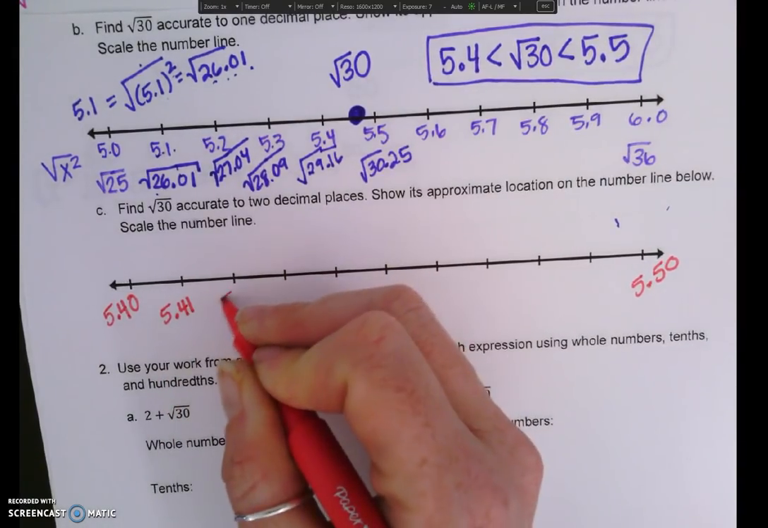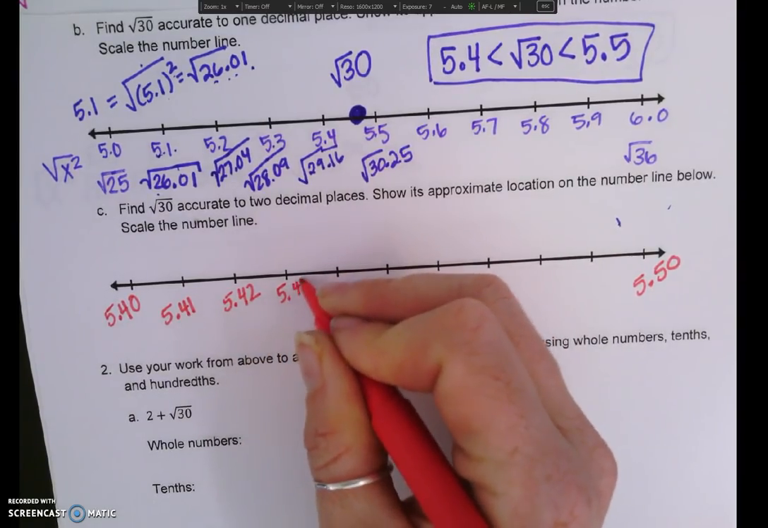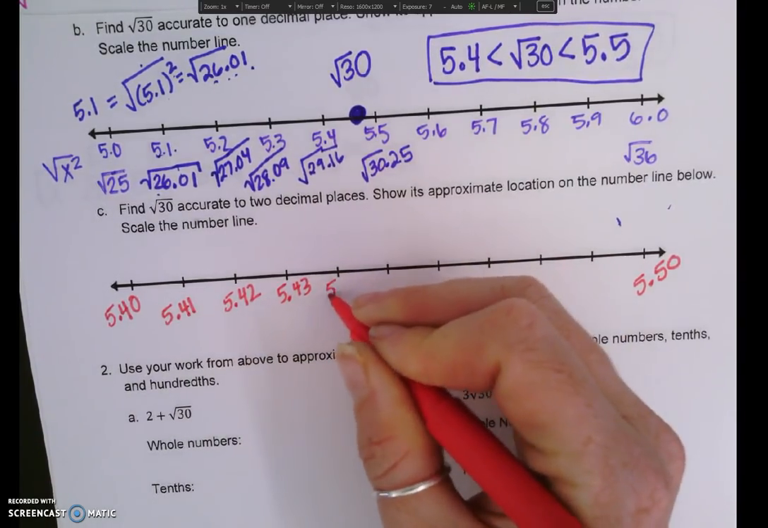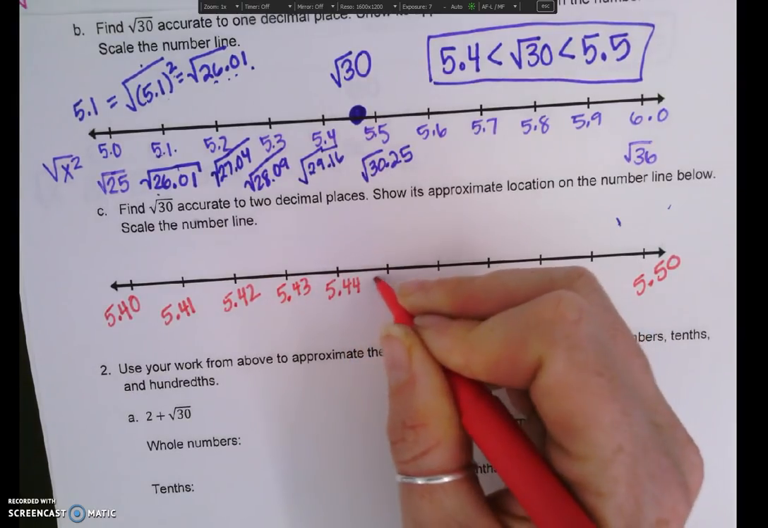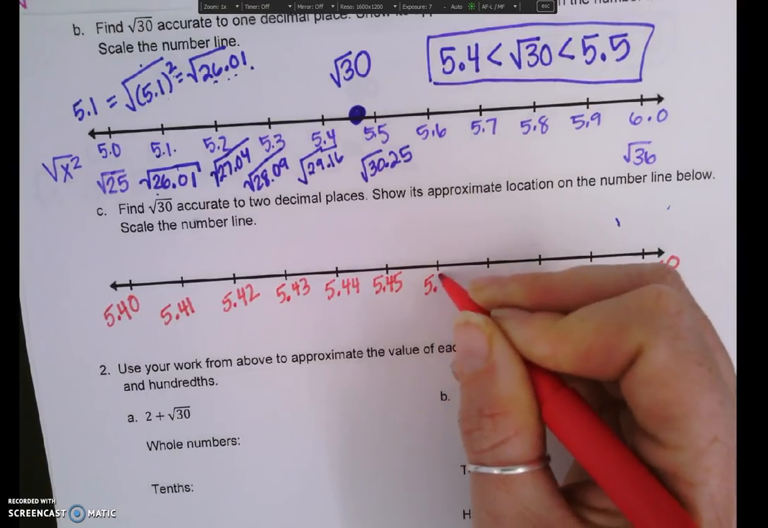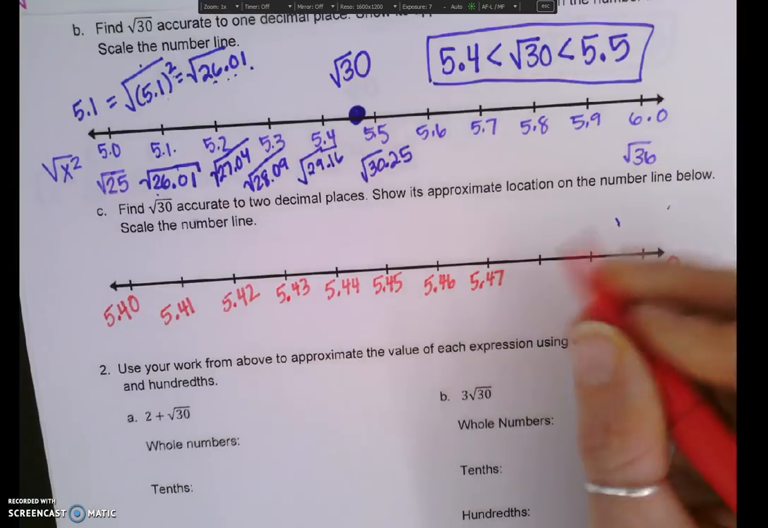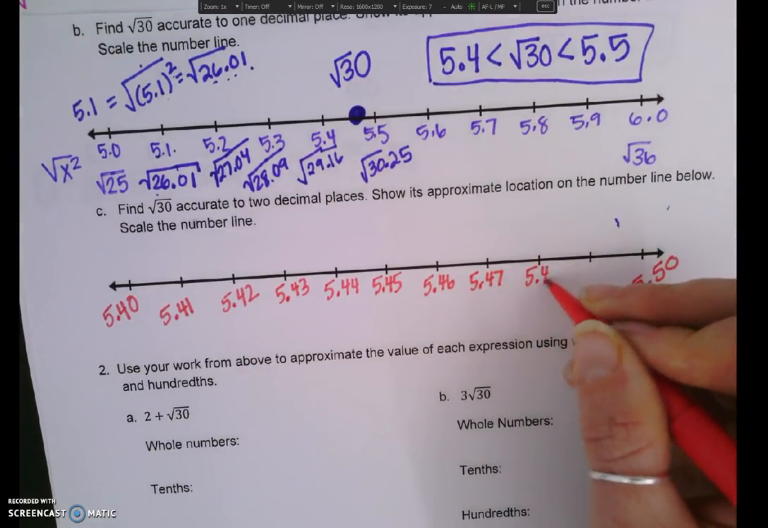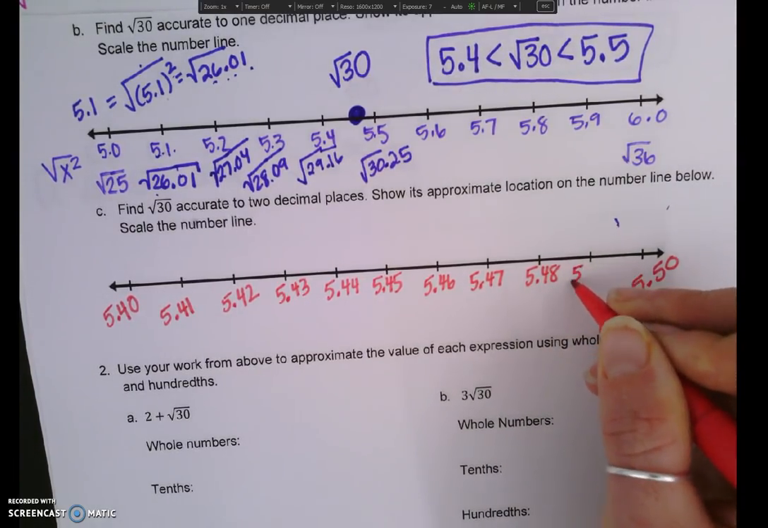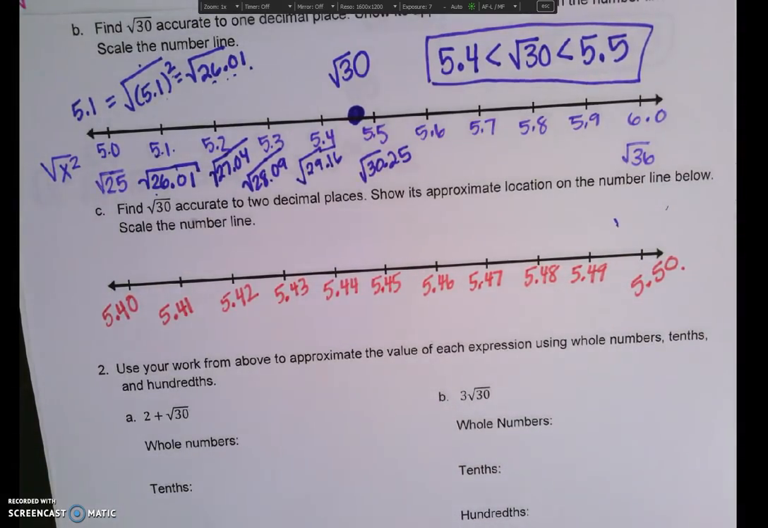5.41, 5.42, 5.43, 5.44, 5.45, 5.46, 5.47, 5.48, 5.49, and then we got up to 5.50. Good. I'm glad we didn't make a mistake.